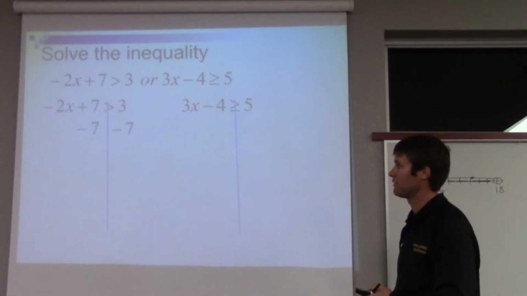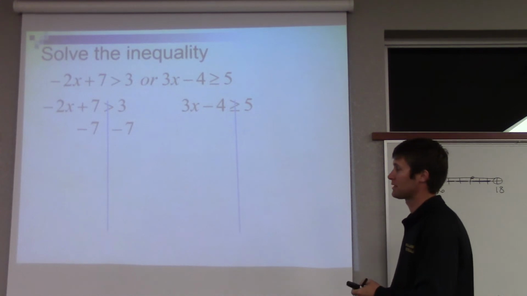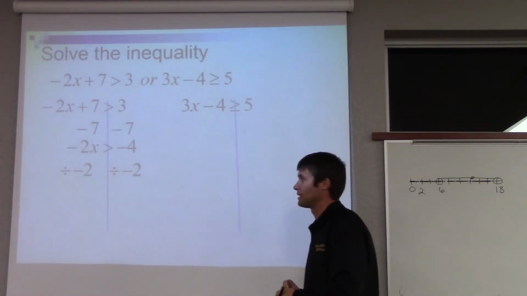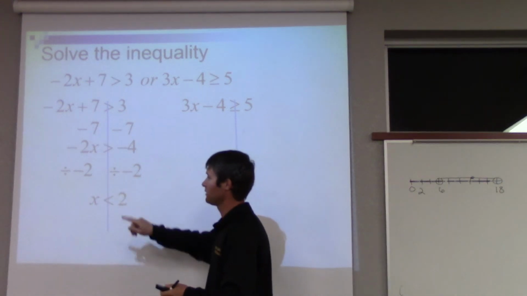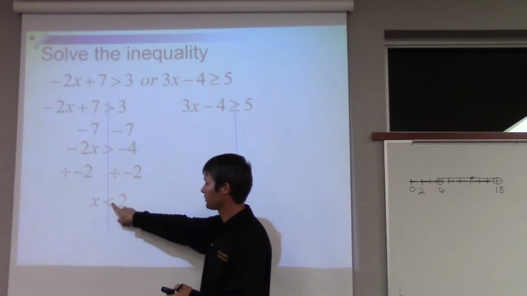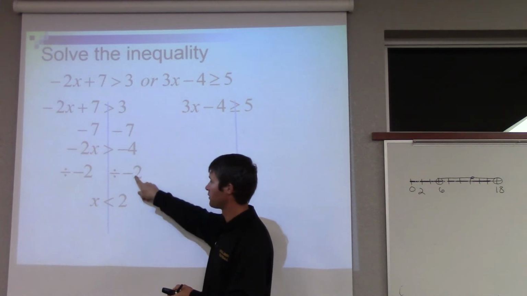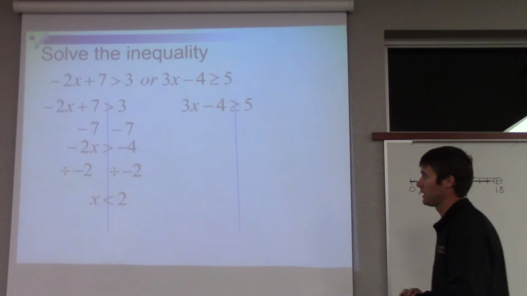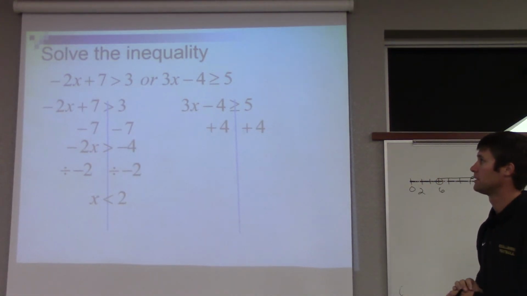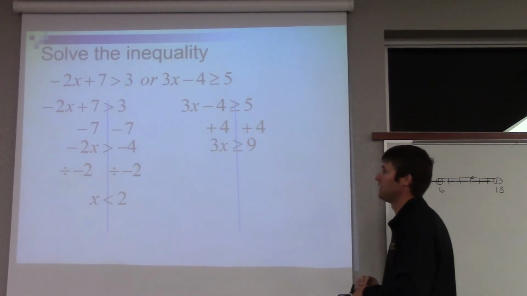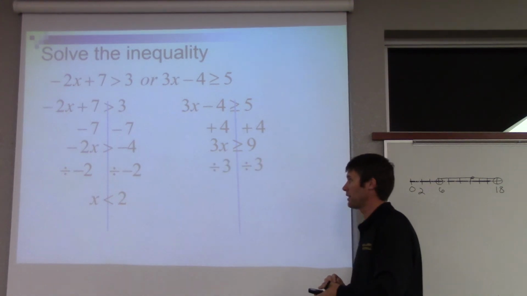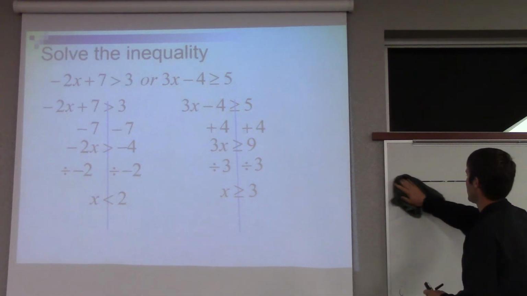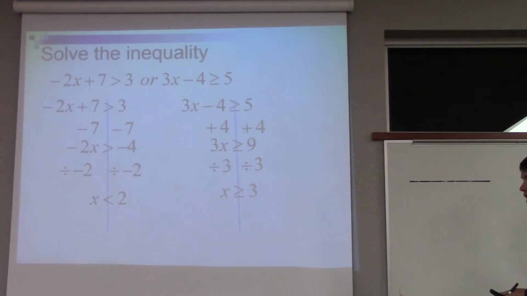So I subtract 7, so 3 minus 7 is negative 4, divide by negative 2. So, and we get x is less than, remember we divided by negative, so we switch the sign, to 2. Negative 4 divided by negative 2 is 2. So we have that. Go ahead and solve the other side. Add 4, 4 plus 5 is 9. Divide by 3, 9 divided by 3 is 3. And so we have this. X is greater than or equal to 3.